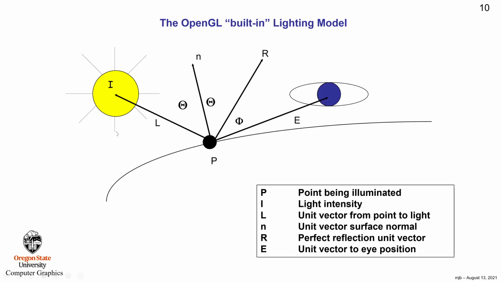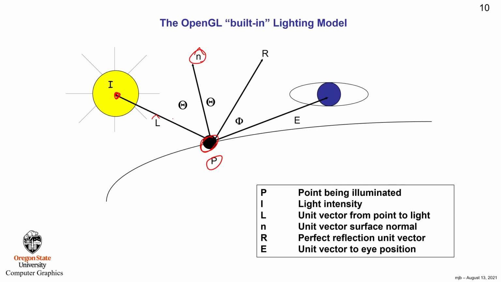All right, let's talk about the math of the built-in lighting model. So here's what we've got. This point P is what we're drawing. That's what we're rendering right now. So that's going to be a pixel on the screen. In 3D, that point is in 3D. In 3D, we also have a light position. And so there's a vector from the point towards the light. We have a normal vector, which we just talked about.